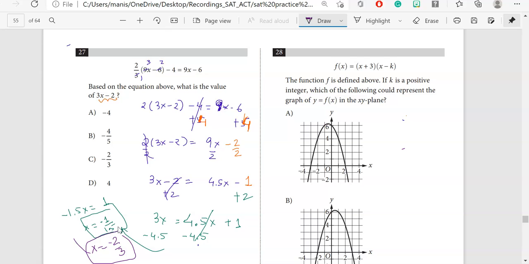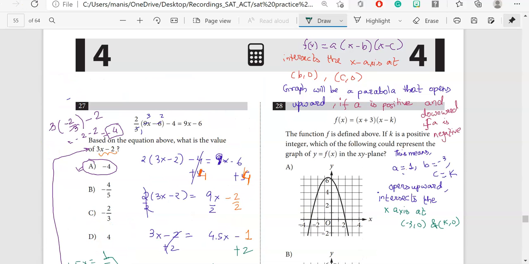Now I will substitute this value where? In this one, 3x minus 2. So this is 3 times negative 2 over 3, minus 2. So this will be cancelled out. So I will be left over with what? Negative 2 minus 2, which ends up and gives me negative 4. And now I can see my answer choice A is my correct answer. I do apologize for this error over here because I made the mistake.